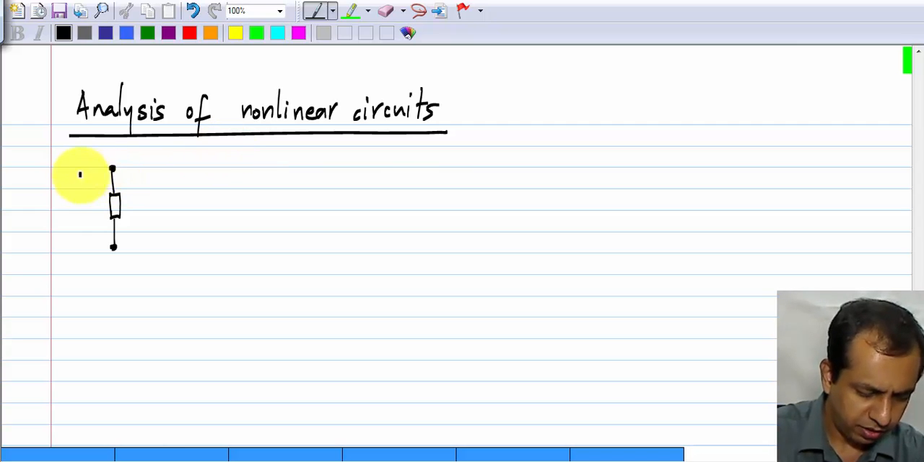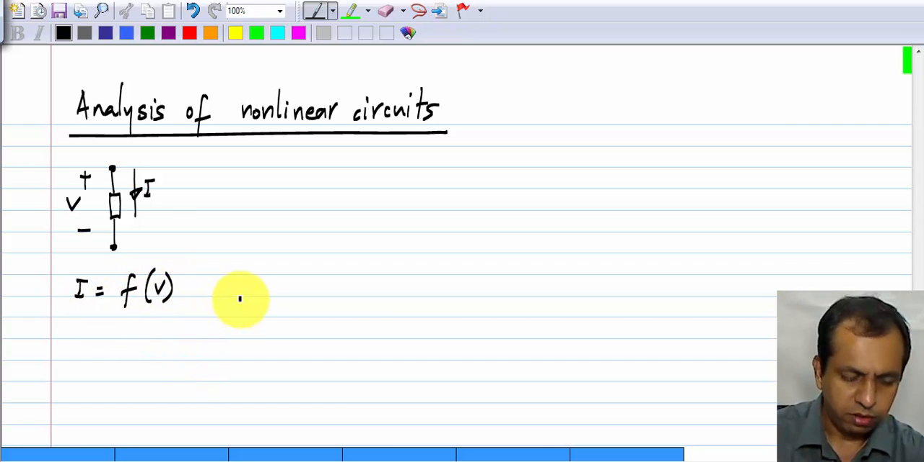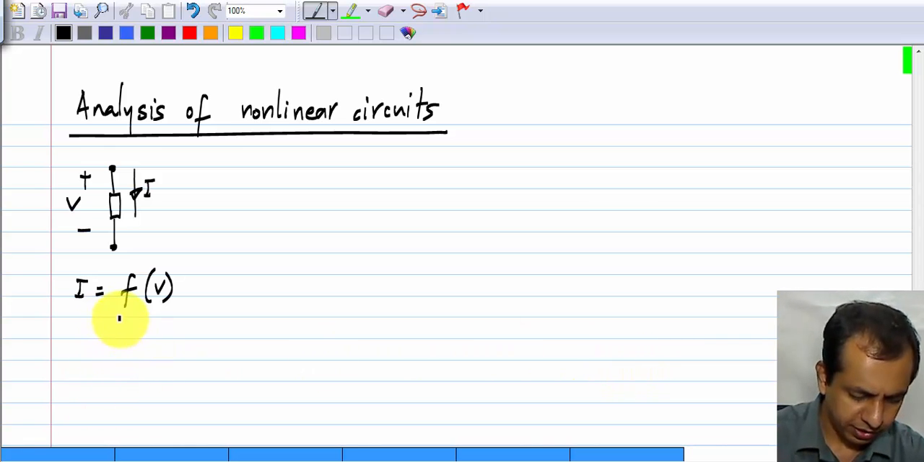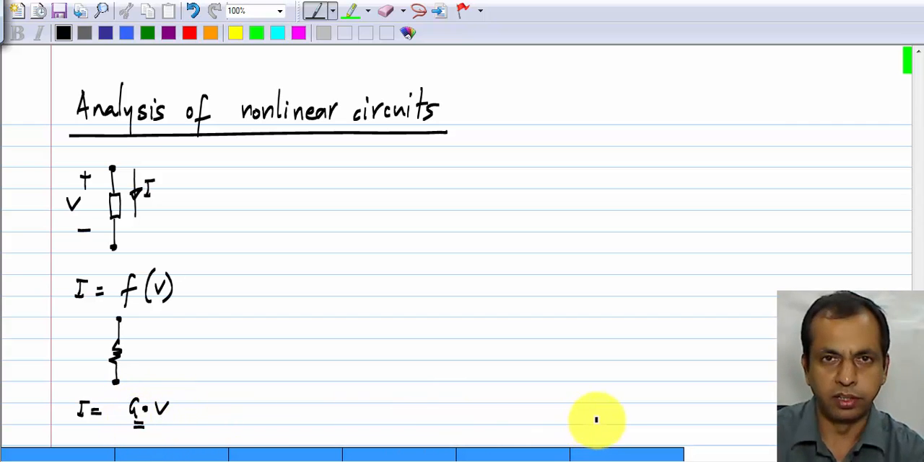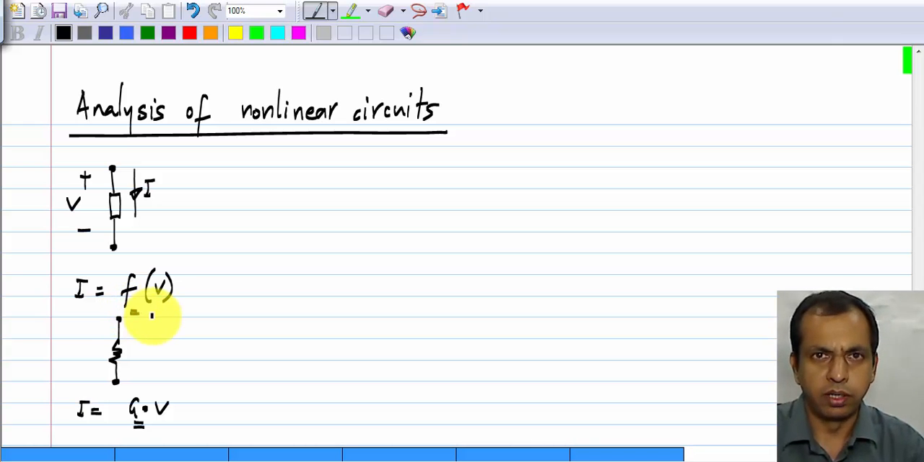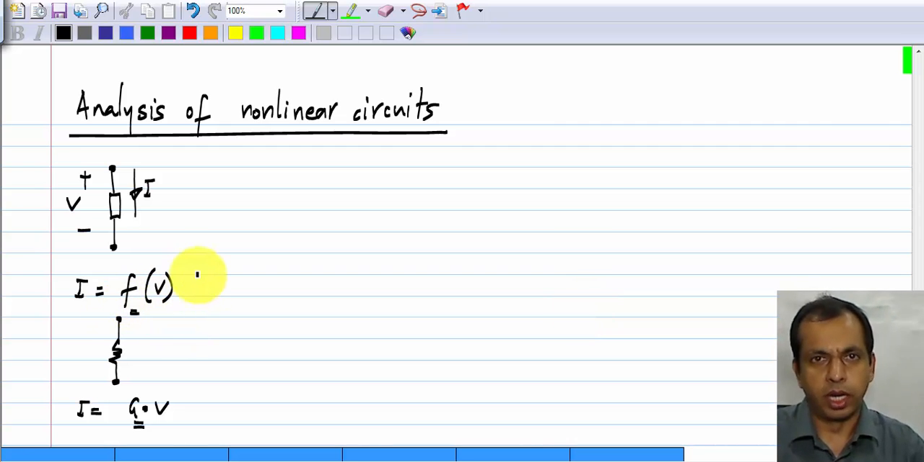Now I will represent a general nonlinear one port like this. If it has a voltage V across it, it has a certain current I through it, and I will be some function of V, where this f is nonlinear. Of course, in case of a resistor, which is linear, we have a similar relationship where I is G times V, where G is the conductance. So the single number conductance describes the resistor, and in case of a nonlinear element, the function f describes the nonlinear element.